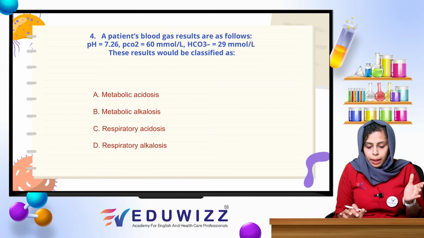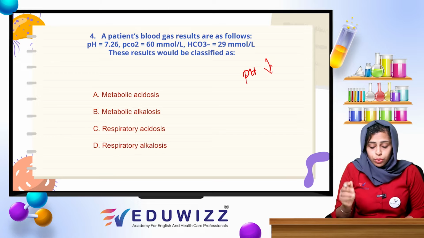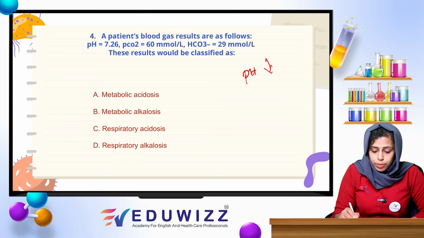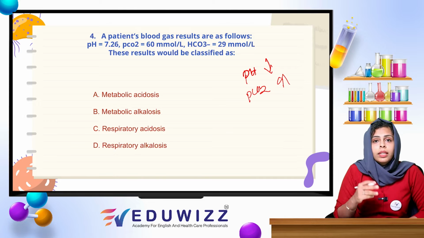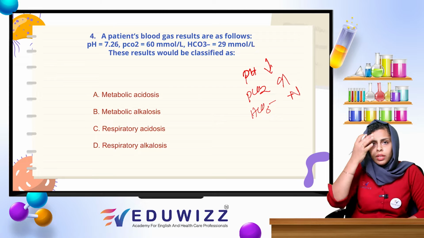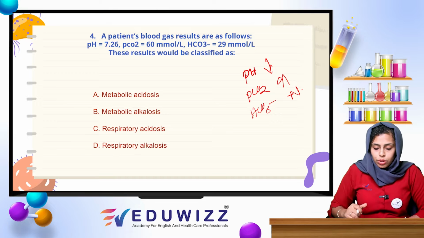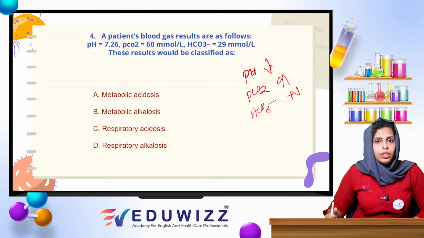Then the next question: a patient's blood gas results are the following. pH is 7.26, which means pH is low. PCO2 is 6 millimole per liter, so that means PCO2 is high. HCO3 is 29, which means it's about normal or slightly increased. So what classification are they asking?